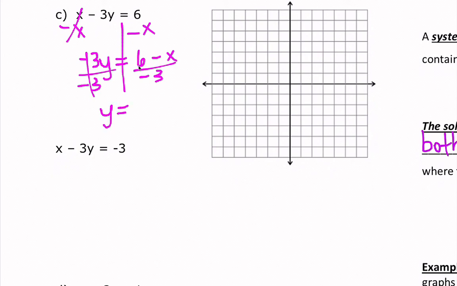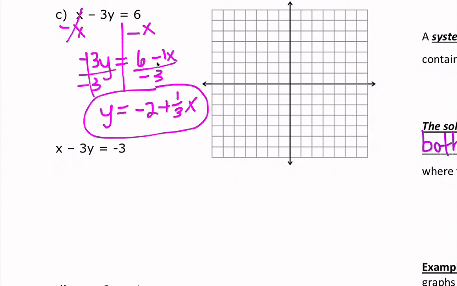So notice on top, this is a number, these are x's. You have to treat them completely separate. So first, 6 divided by a -3 is a -2. Remember, this is the same thing as a -1. So if I take a -1 and I divide it by a -3, it's going to be a +1/3, and my x drops down.